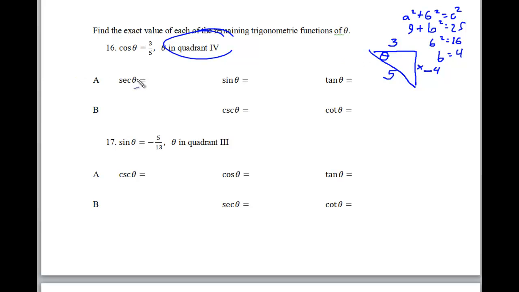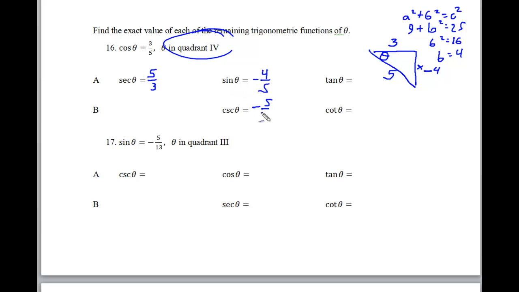The secant is, and I labeled these parts A and B so we can talk about these if we need to in class, the reciprocal of this. So this is going to be 5/3. That's pretty straightforward here. The sine is going to be the opposite over hypotenuse, so negative 4/5. Now you can see why the geometry of the triangle is so important, because you can use the definition of sine, cosine, and tangent and their inverses to get your answer.